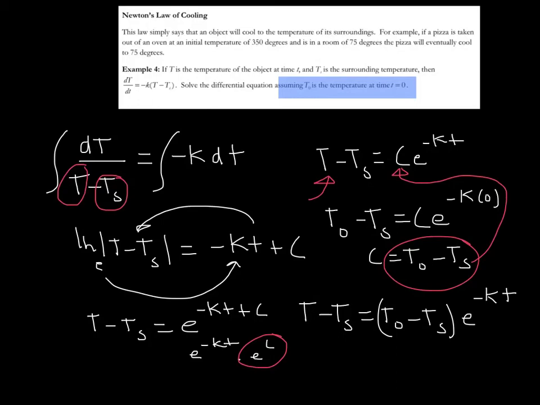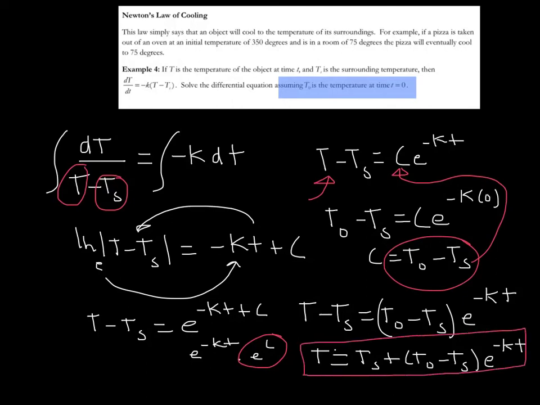And if we're going to add Ts to both sides, our final answer is really going to be capital T equals Ts plus T sub 0 minus Ts, and these are all capital T's, e to the negative k little t for time. And that is the equation that we're going to use in the next problem for Newton's law of cooling.